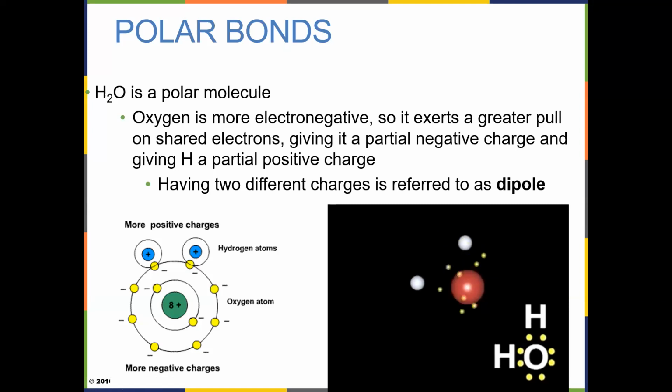There's 2 different ends. A battery is a dipole, it has a positive and a negative end. A water molecule is a dipole, it has a positive and negative end. The hydrogen ends of a water molecule are positive, the oxygen end is negative, simply because we are having a slight shift of the electrons.